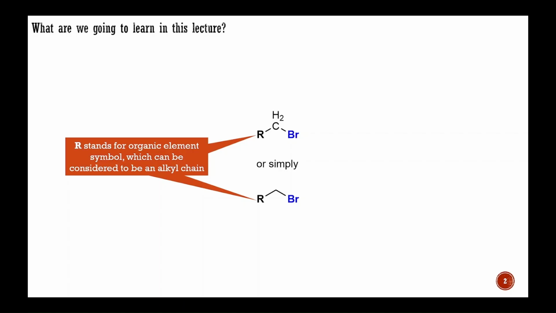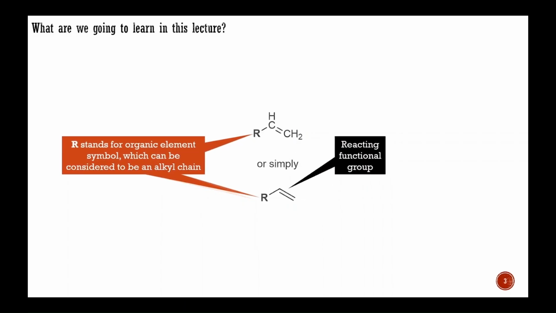To depict organic transformations more generally, it is common practice to use the symbol R to represent a non-reacting organic group attached to a reacting atom. You can typically think of R as an alkyl group, a saturated hydrocarbon chain with one available bond. For example, in the generalized depiction of an alkyl bromide shown here, we have an alkyl group attached to a CH2 group bonded to a bromine atom. Similarly, we can depict olefins in a generalized form, as shown here, where R represents an alkyl group attached to one of the carbons in the double bond.